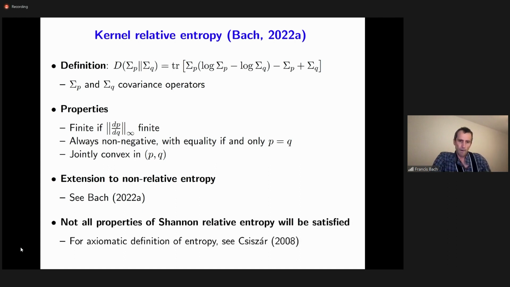All right, so maybe a spoiler. I will present many similarities with the classical Shannon entropy, but there has to be a difference, because if I share too many properties with the Shannon entropy, I have the Shannon entropy. So something will break down, and I will come back to that later.